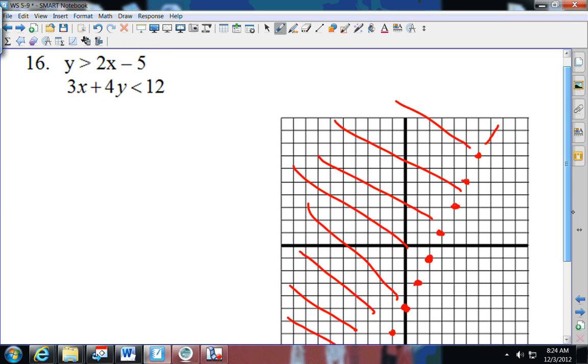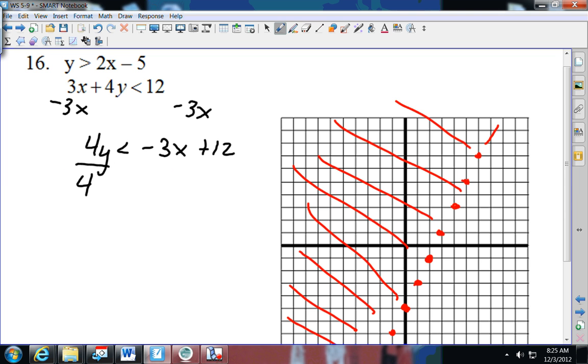The second one, I needed to solve and put in slope-intercept form. So I would have subtracted 3x from each side. 4y is less than negative 3x plus 12. Divide by 4. y is less than negative 3/4 x plus 3. Okay?